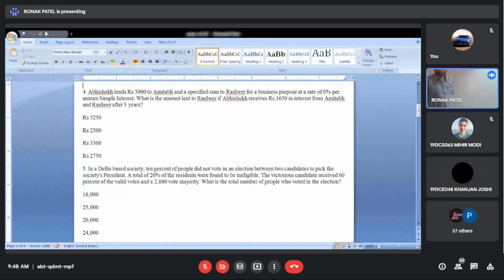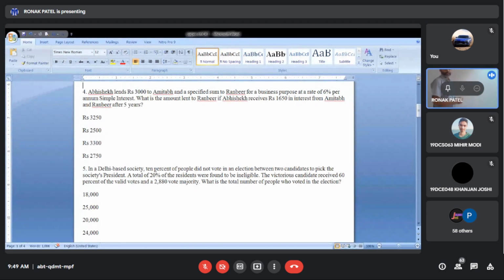$2,500. Very nice. How have you got it? First, I put the numbers of Amitabh, and then I got 900 interest from that. Then 750 interest is remaining. Yes, very nice. And 750 interest is for 5 years of Ranbir. Yes. So that is good.